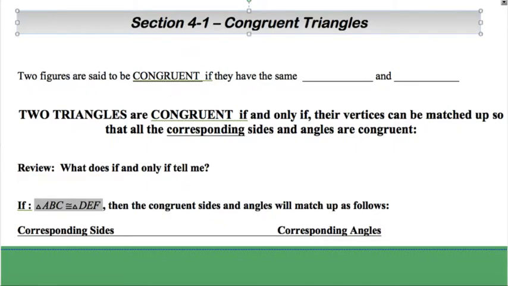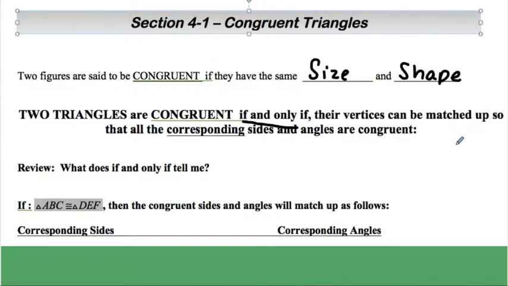Okay, so we know that two figures are said to be congruent if they have the same size and the same shape. So we can't have a triangle and a rectangle be congruent, okay? So two triangles are actually congruent if and only if their vertices can be matched up so that all the corresponding sides and angles are congruent.